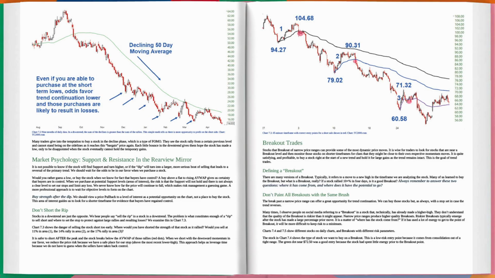Chart 7.3 shows the danger of selling the stock short too early. Where would you have shorted the strength of that stock as it rallied? Would you sell at 11% in Area 1, the 14% rally in Area 2, or the 17% rally in Area 3? It is safer to short after the peak, when the stock breaks below the AVWAP of those rallies, the red dots. When we short with the downward momentum in our favor, we reduce the price risk because we have a safe place for our stop, above the most recent lower high. This approach helps us leverage time because we do not have to guess when the sellers have taken back control.